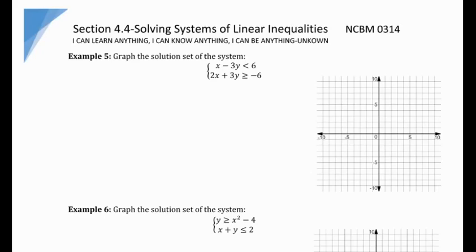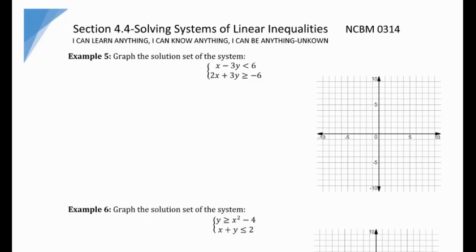Let's take a look at example 5. It says graph the solution set of the system. Now we have a system of inequalities. We're going to go ahead and graph each inequality on the same set of axes. The graph of the solution region of the system is a region contained in the graphs of both inequalities. So it's the intersection where the shadings overlap.